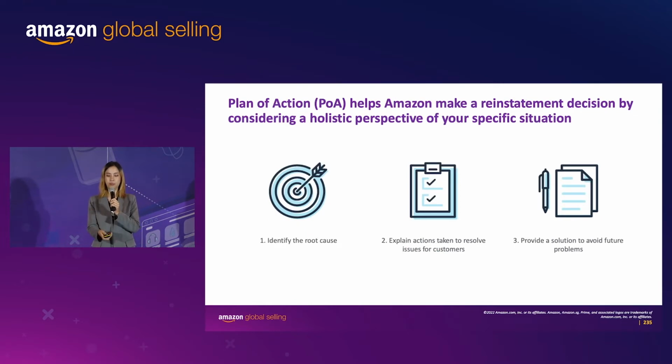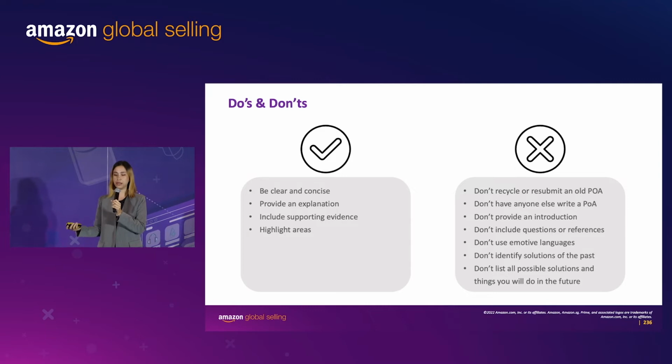So the plan of action normally includes three elements. First, you need to identify the root cause. Second, you need to explain the actions taken to resolve the issues for your customers. And also, you need to explain the actions that you will take to avoid future problems. So keep them clear and concise, because your action plans should be genuine and straightforward.